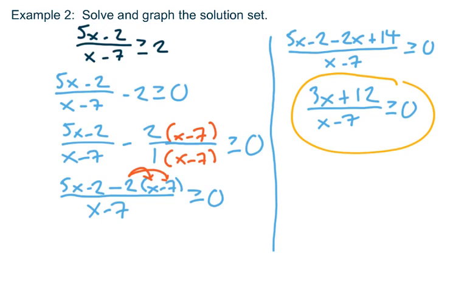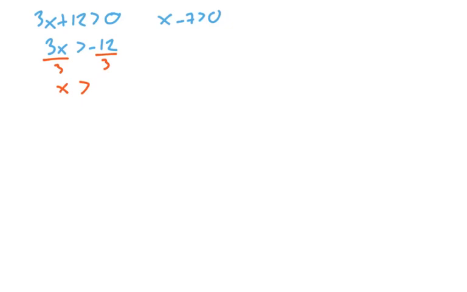The next step, step 3, we set each of these factors greater than 0. So 3x plus 12 greater than 0. And I already forgot what the other one was. X minus 7 greater than 0. Not hard to solve either one of these. For the first one, we could subtract 12 from both sides and then divide by 3. X is greater than negative 4. And the other one simply would be x is greater than 7.